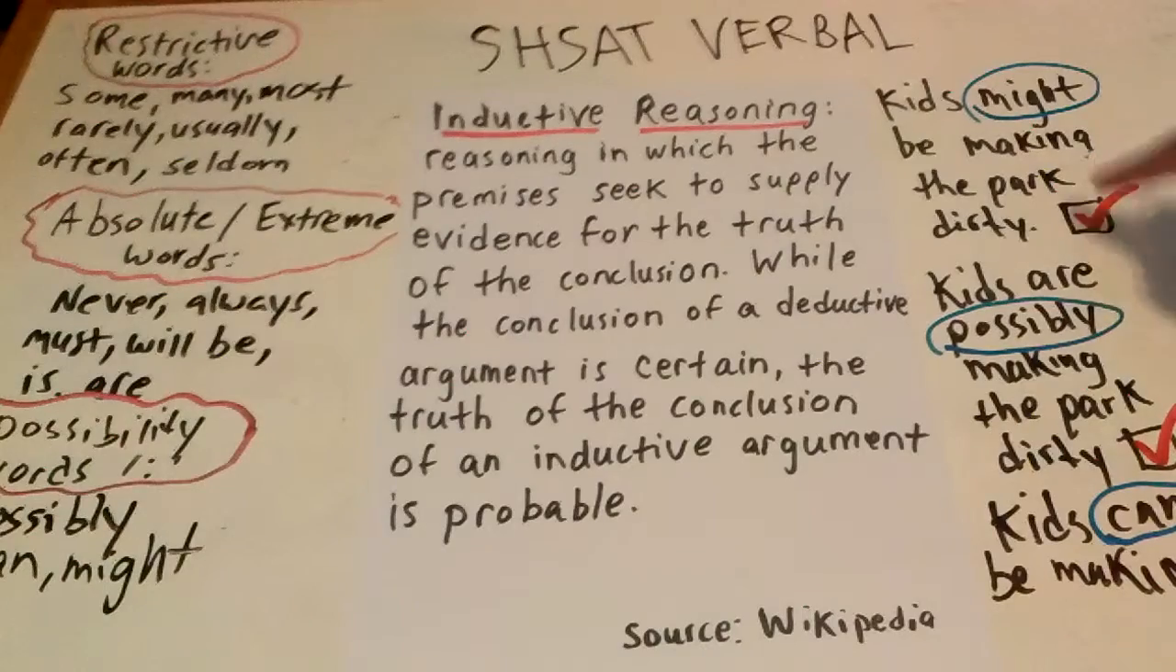So here we have it. These are the three conclusions that we are safe to draw. These are the only three conclusions we are safe to draw from what we had read before. We cannot blame the kids. We can only say that the kids might possibly be making the park dirty, that they can be making the park dirty, but we can't say they are definitely the ones making the park dirty. We can't. Alright? We'll have more practice, don't worry. And this is going to get closer to the SHSAT material, you'll see.